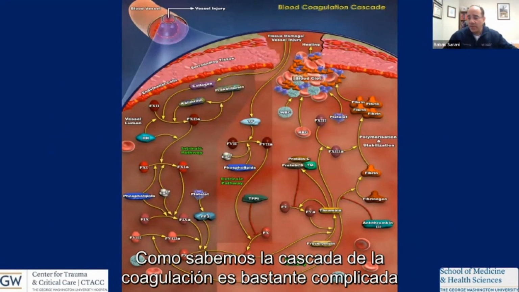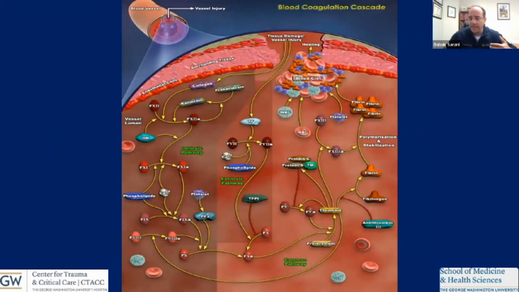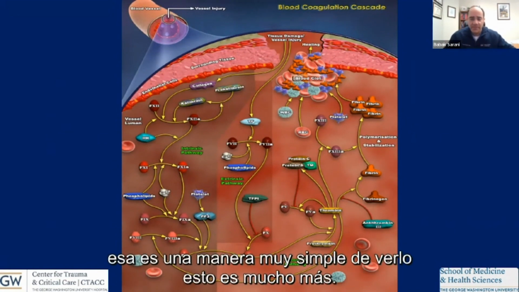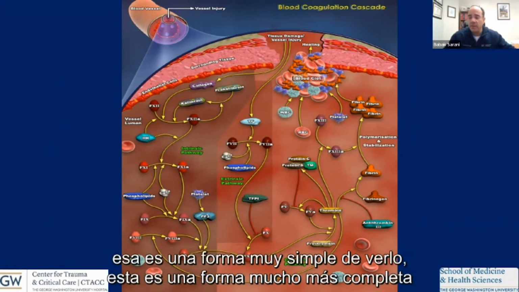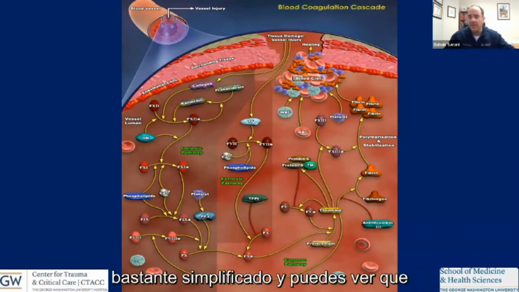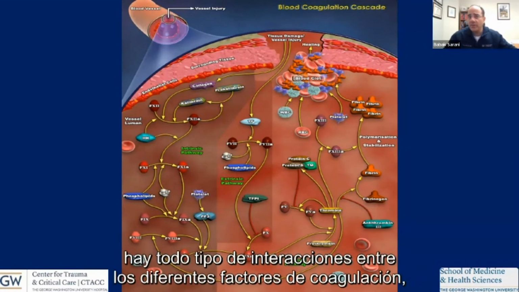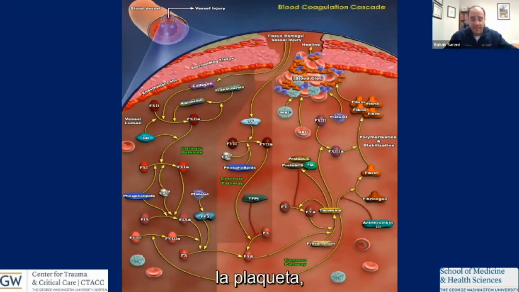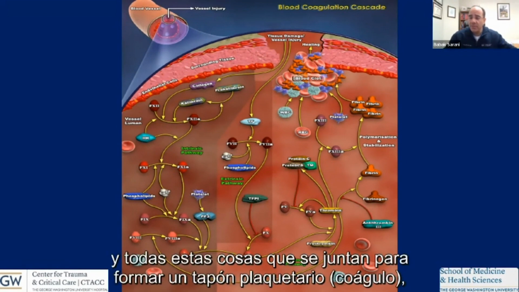So as you know, the coagulation cascade is quite complicated. At least in the United States, we learn it as a cascade of different coagulation factors. But in reality, that's a very simple way of looking at it. This is a much more complete way of looking at coagulation, and even this is really quite simplified. You can see there are all sorts of interactions between the various clotting factors, various excitatory as well as inhibitory pathways, the platelet, the red blood cell, and these things all come together to form a platelet plug.